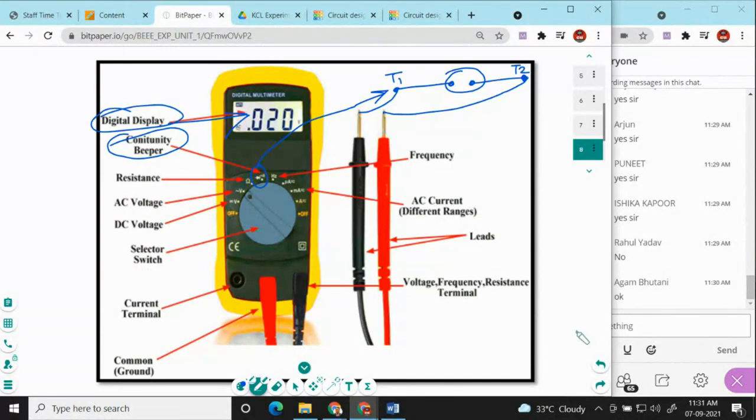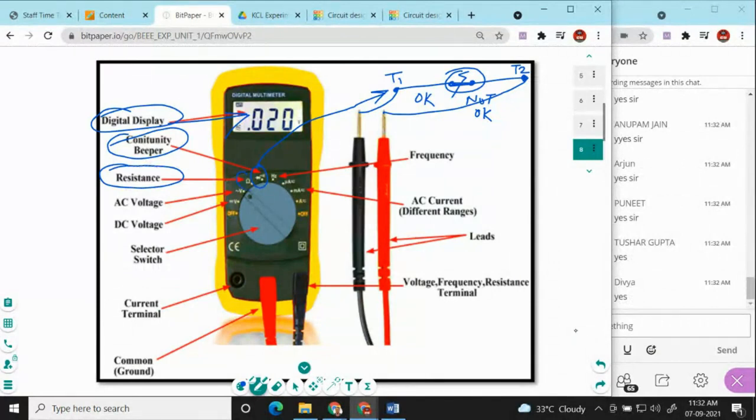And when this wire is broken, this circuit is not going to complete, and this buzzer will not start beeping. If this wire is connected, then automatically this circuit will complete, and this beeper will beep the sound. That means your wire is okay. If there is some break, then the wire is not okay.